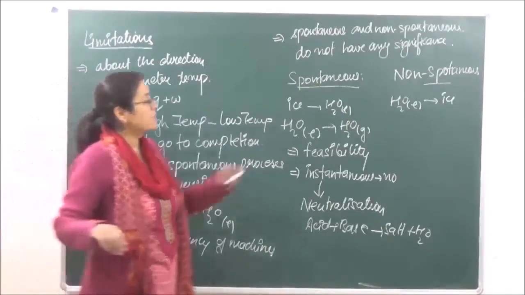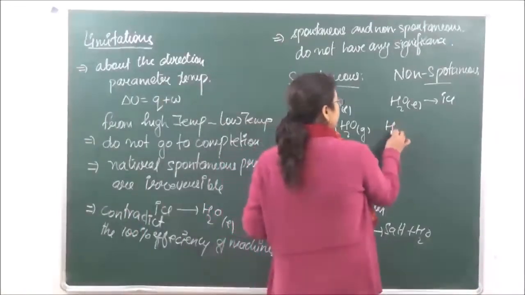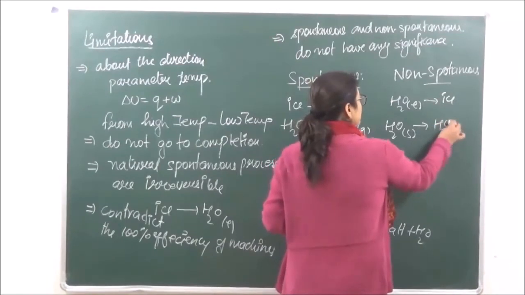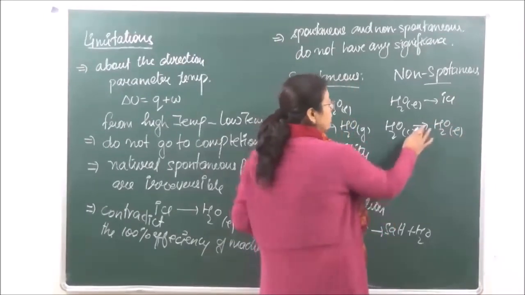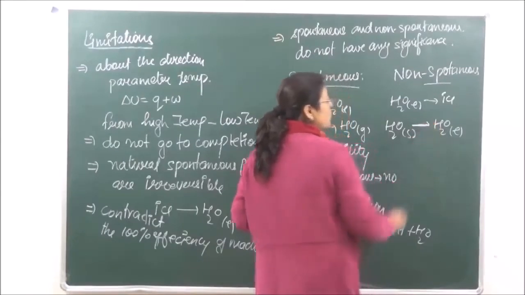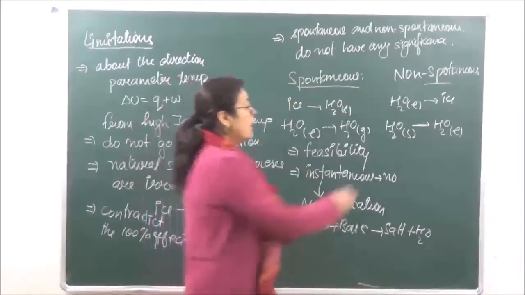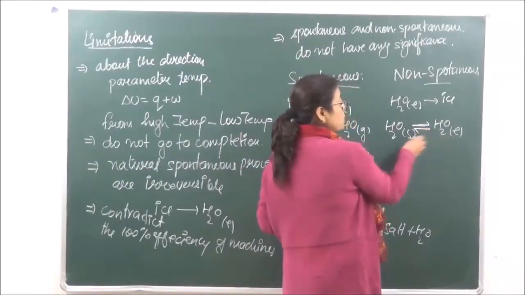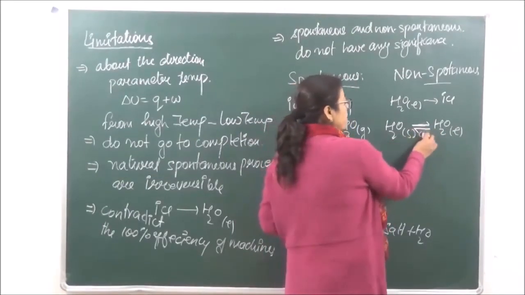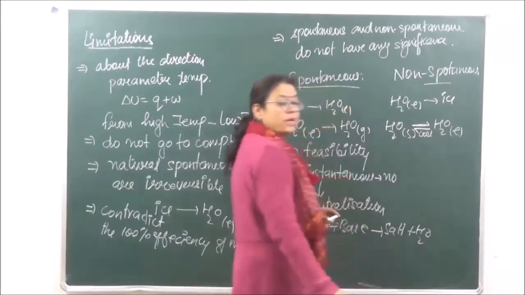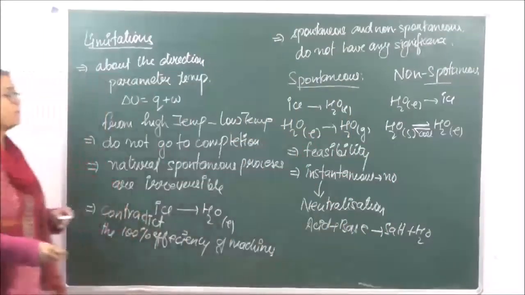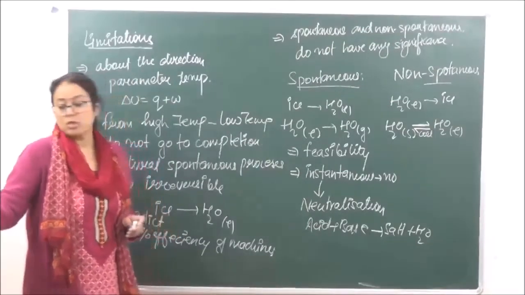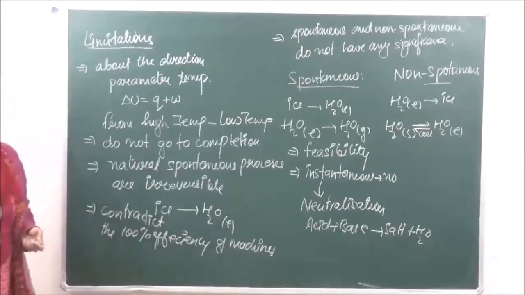For example, we take the same example, H2O solid to H2O liquid. If we have to make this reaction reversible, the forward direction is going to be a spontaneous process. But in order to make it change back into solid, we have to decrease the temperature to 0 degrees Celsius. So an equilibrium may be attained if we change the set of conditions. So this is spontaneous and non-spontaneous reaction.